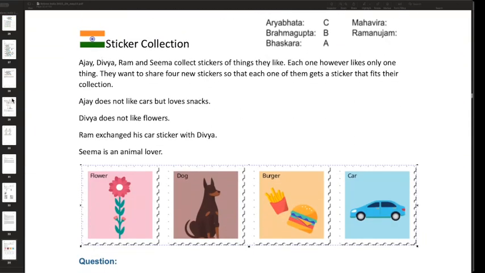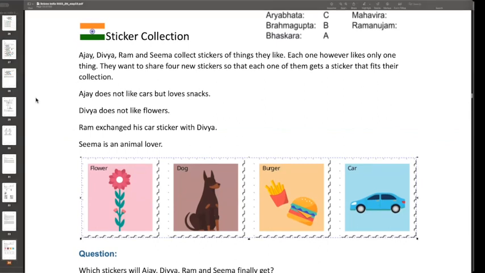Sticker collection. So 4 people, Ajay, Divya, Ram, and Seema, they collect stickers of things they like. Each one, however, likes only one thing. They want to share 4 new stickers so that each one of them gets a sticker that fits their collection. Ajay does not like cars, but he likes snacks. Divya does not like flowers. And Ram exchanged his car sticker with Divya. And Seema is an animal lover.